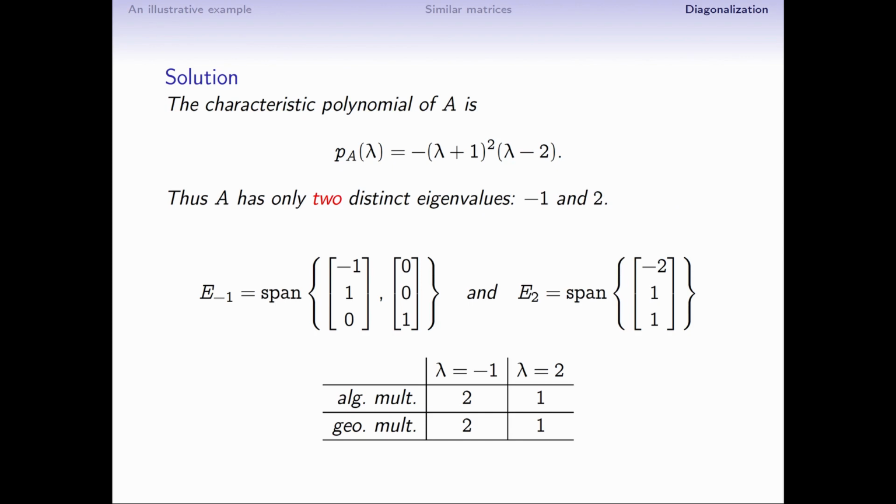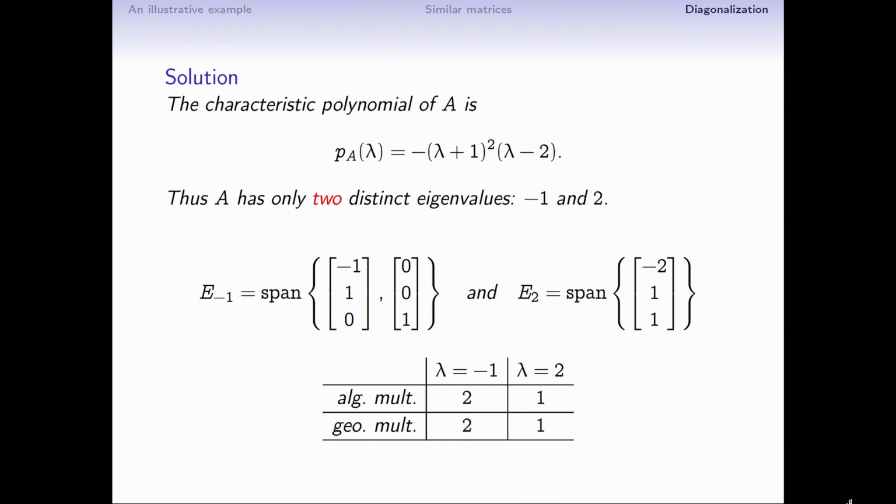Now, what makes it work in this case is that the geometric multiplicities of the eigenvalues are equal to the algebraic multiplicities of the eigenvalues. So when we look at the eigenspace associated with -1, it has dimension 2. So the geometric multiplicity and the algebraic multiplicity agree. Again, when we look at the eigenspace associated with lambda equals 2, we find that it has dimension 1, so its geometric multiplicity is equal to its algebraic multiplicity.